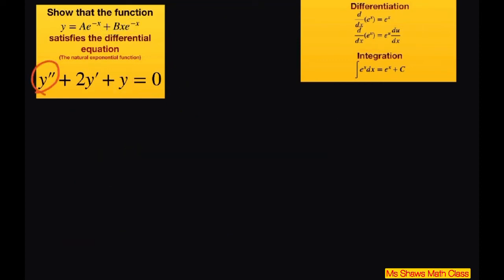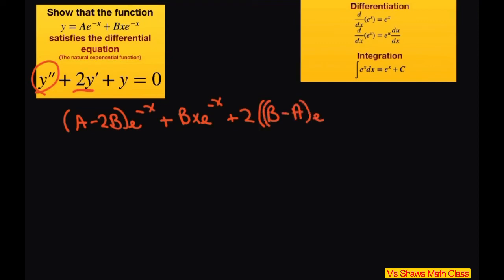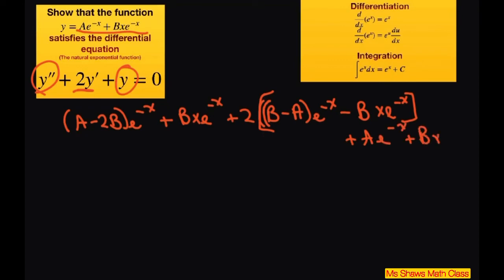So we have y double prime, that was a minus 2b e to the negative x plus bx e to the negative x. Okay, and let's write this plus 2 times our first derivative, which was b minus a e to the negative x minus bx e to the negative x. All right, and then our y. So copy that down. That's plus a e to the negative x plus bx e to the negative x. And this should all equal 0.